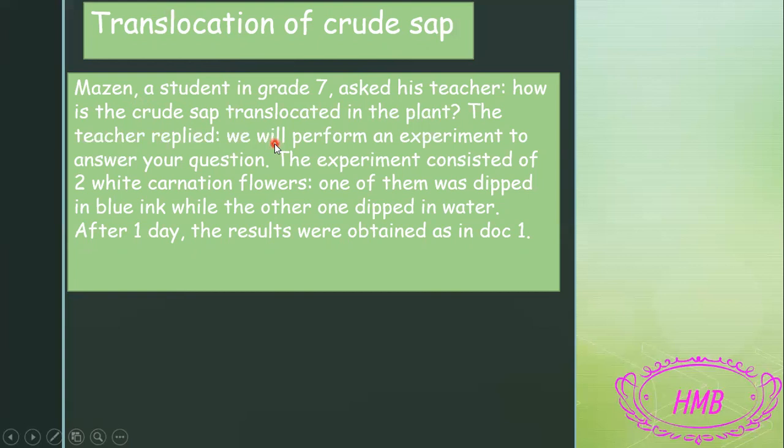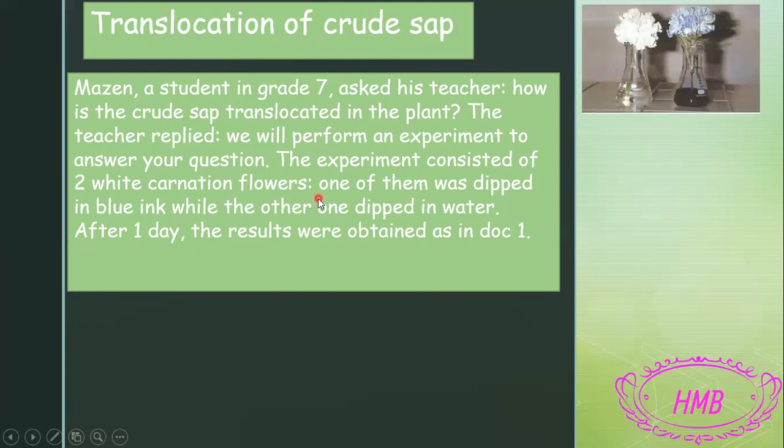The teacher replied, we will perform an experiment to answer your question. The experiment consisted of 2 white carnation flowers. One of them was dipped in blue ink, while the other one was dipped in water. After 1 day, the results were obtained as in document 1. So if we look at document 1, we have 2 flasks. In the first one, we put water and the white carnation flower. And in flask 2, we put blue ink and we immersed in it the white carnation flower.